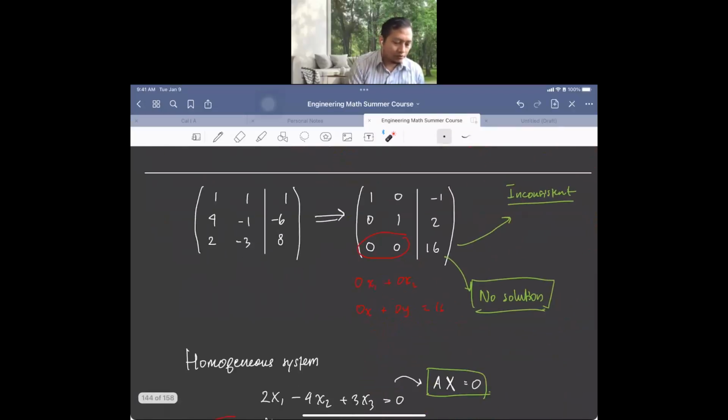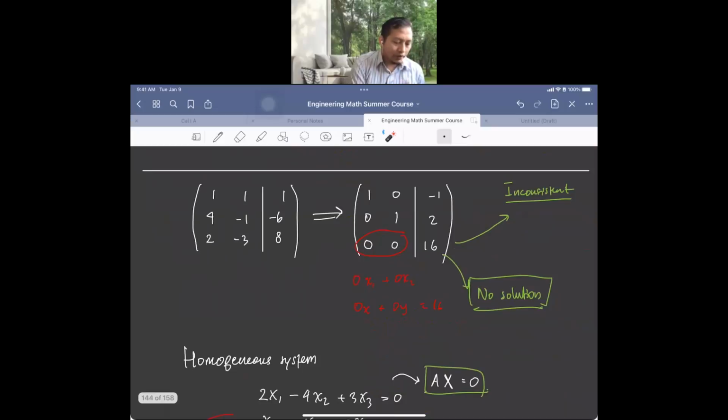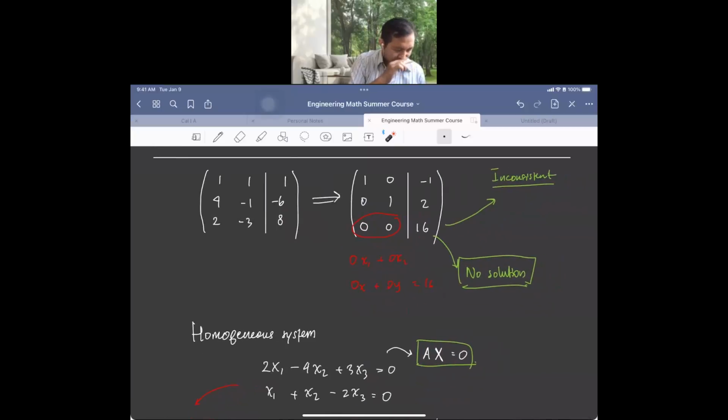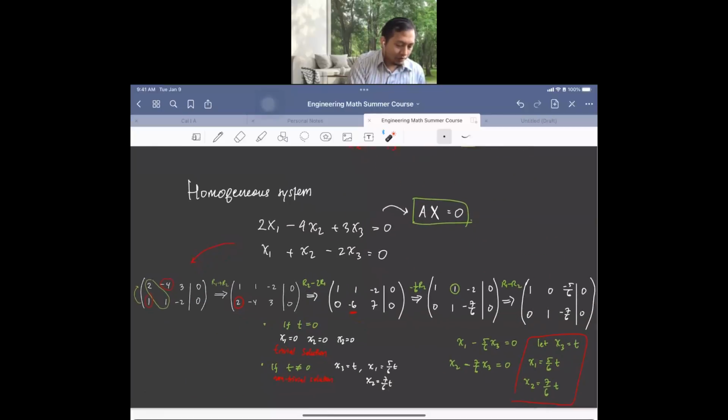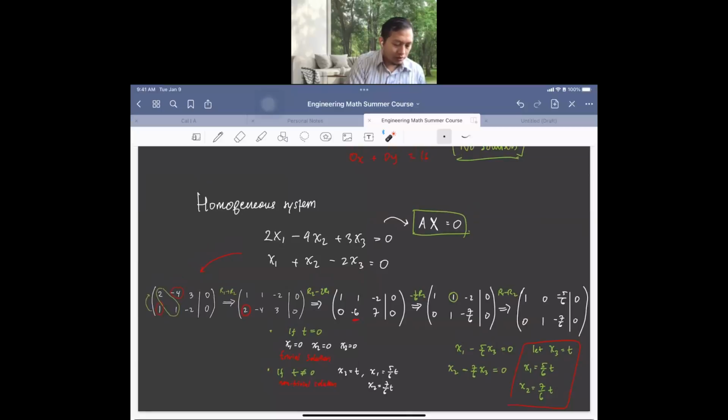And here also. If we have this situation, when we have this 0, 0 on the bottom, when we are trying to make our operations and we see these conditions, we call this an inconsistent system, and we can write there is no solution.